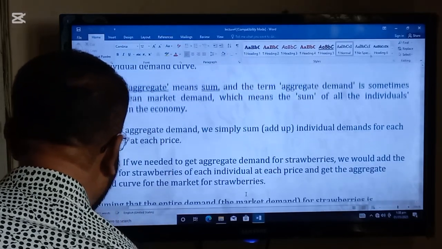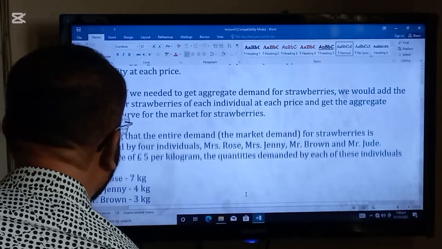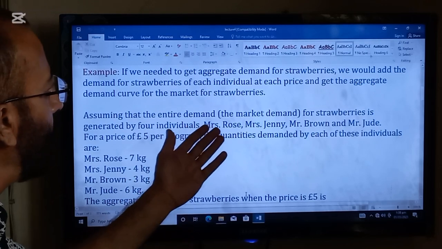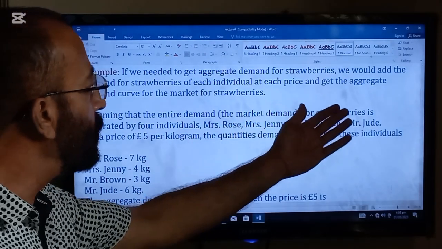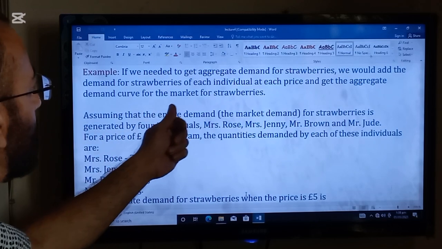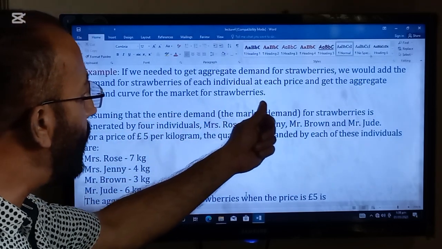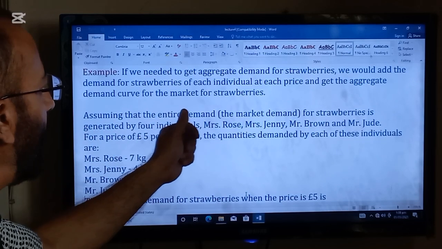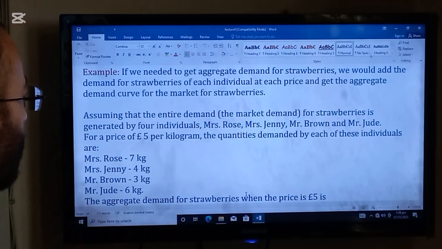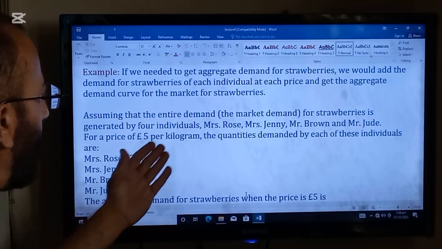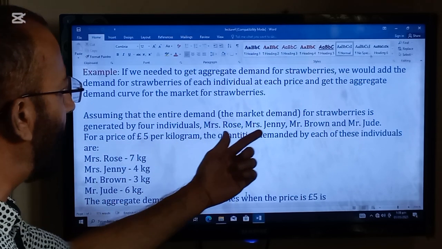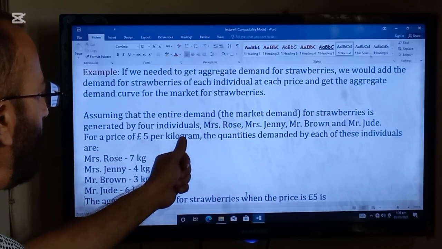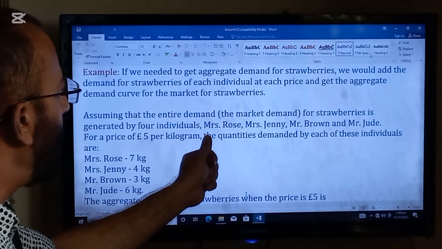So now we are going to read an example that will make your concepts more clear. For example, if we needed to get the aggregate demand for strawberries, we would add the demand for strawberries of each individual at each price and get the aggregate demand curve for the market for strawberries. Assuming that the entire demand, that is the market demand for strawberries, is generated by four individuals, that are Mrs.